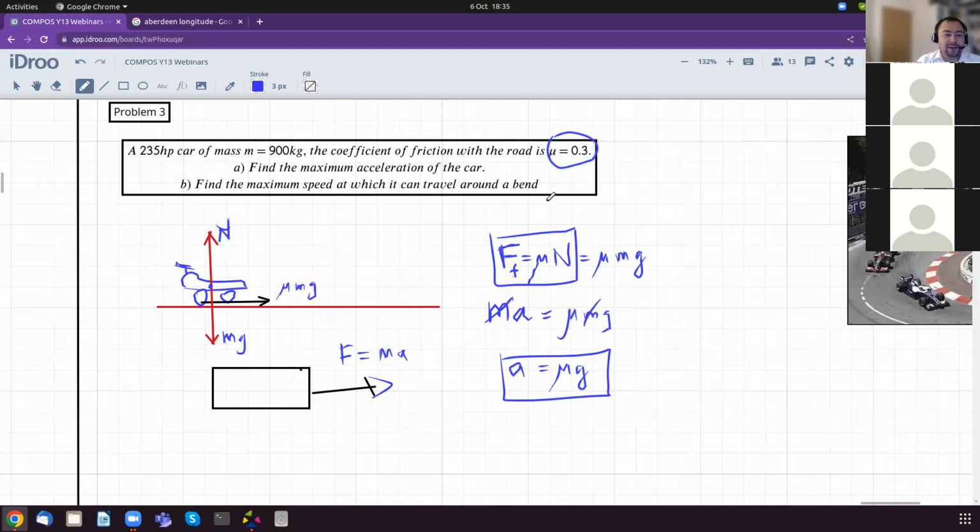0.3 is quite low. So the maximum acceleration, A max. Well, we can say that the friction force, I'm just going to elaborate, is less than or equal to mu N, which is mu mg, and this is F max. So ma is less than or equal to mu mg, and a is less than or equal to mu g. So when you have a car and it's accelerating, this is the limit.